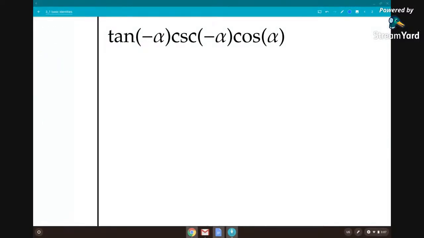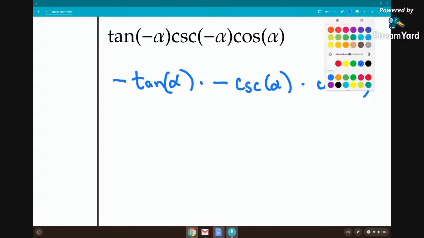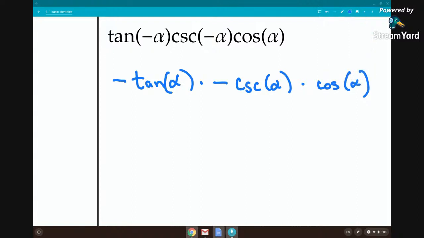Again, we'll apply them. The tangent function is odd, which means this negative angle of rotation can be rewritten as negative tan alpha. The cosecant is also an odd function. And we have a perfectly good cosine of alpha. I immediately again notice that a negative times a negative makes a positive, and that a positive times a positive remains positive. So my answer here is going to be positive.